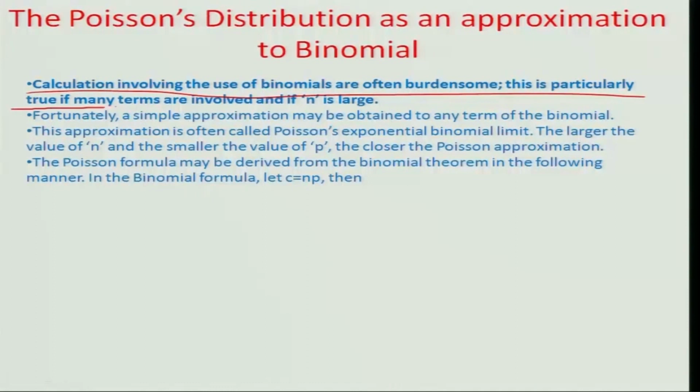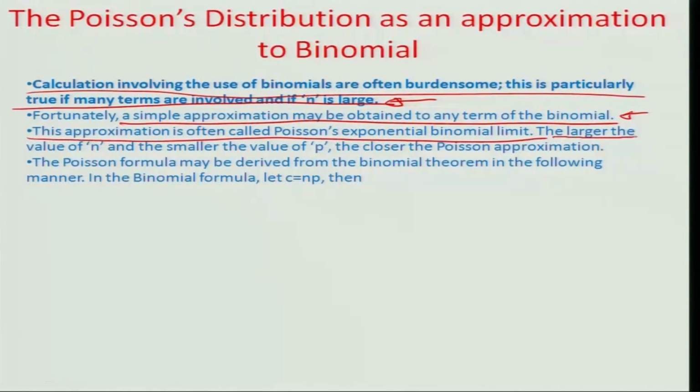This is particularly true if many terms are involved and if n is particularly large, as in the case of the distributions that you have been seeing where the occurrences are highly unlikely. Fortunately, a simple approximation may be obtained to any term of the binomial, and this approximation is also called Poisson's exponential binomial limit. The larger the value of n, the smaller the value of p, the closer the Poisson's approximation. And the Poisson formula may be derived from the binomial theorem in the following manner.